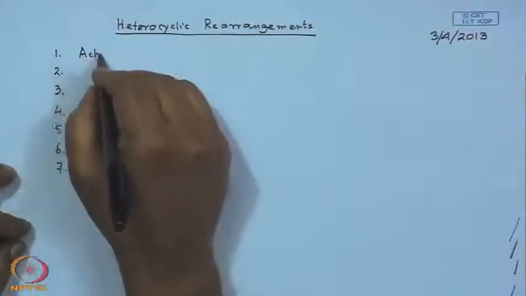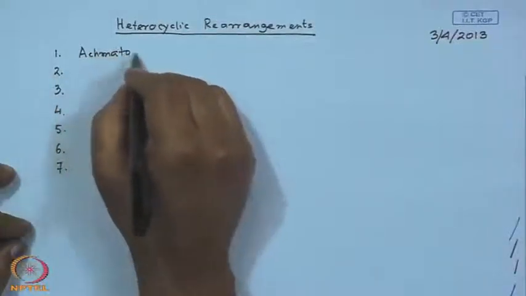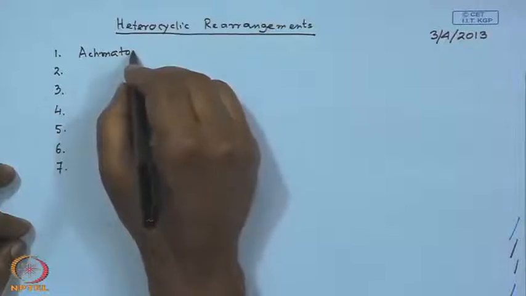These molecular skeletons undergo rearrangements, and in my list there are about 10 different rearrangements, but today I will be covering only 7. Out of the 7, probably the first one has already been talked about in one of the earlier classes. If you remember, that was the Achmatowicz reaction, right?